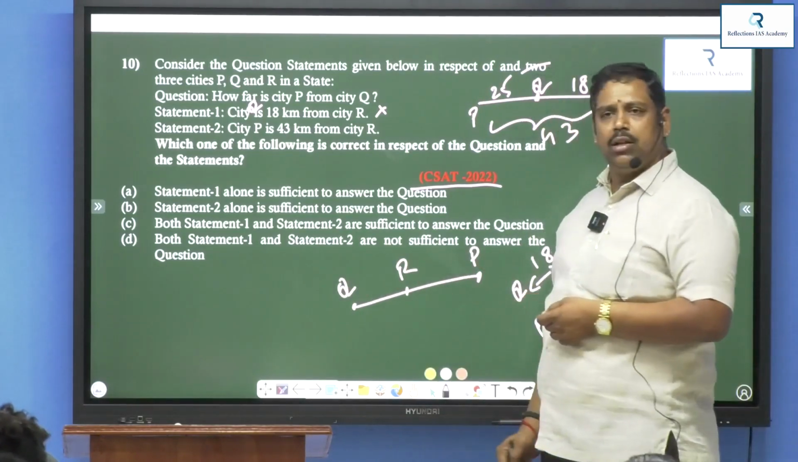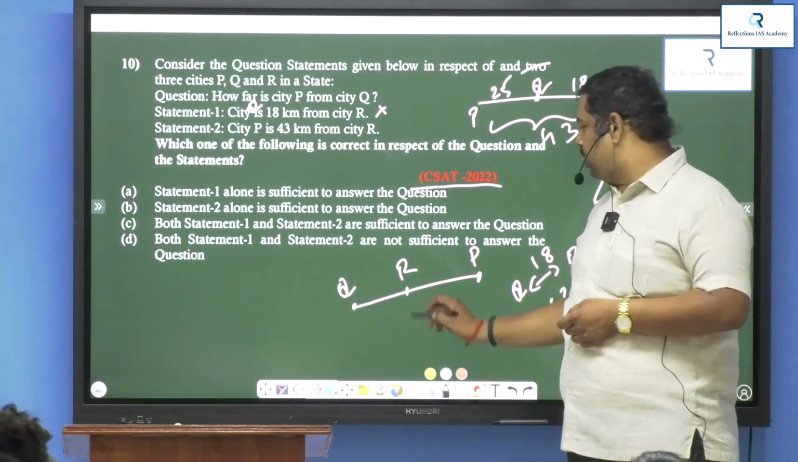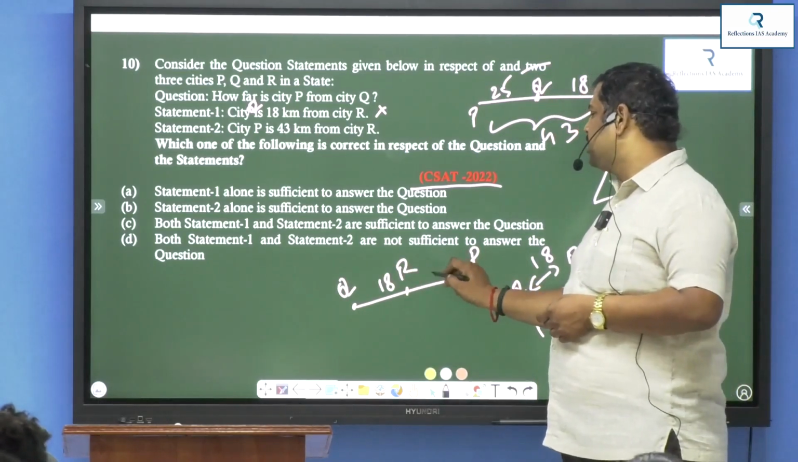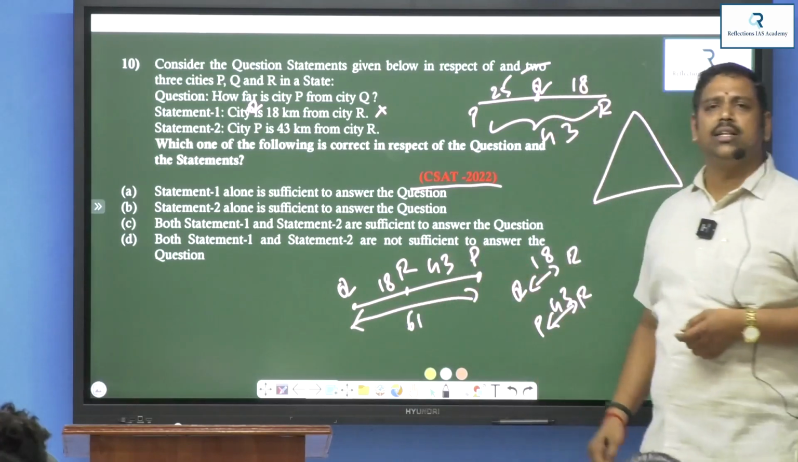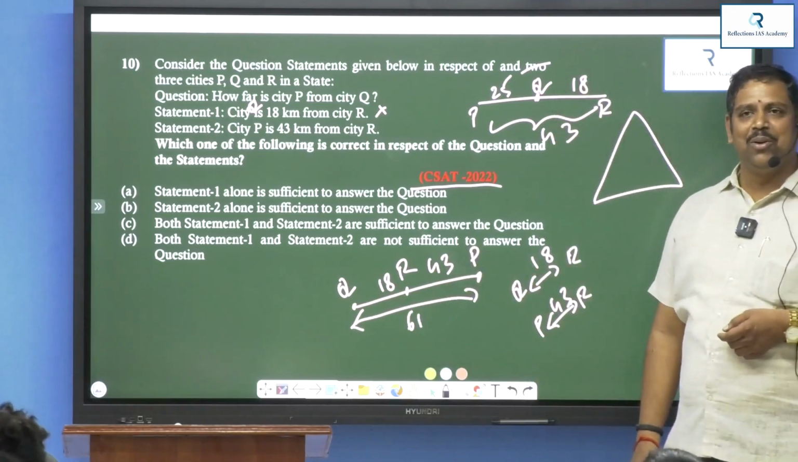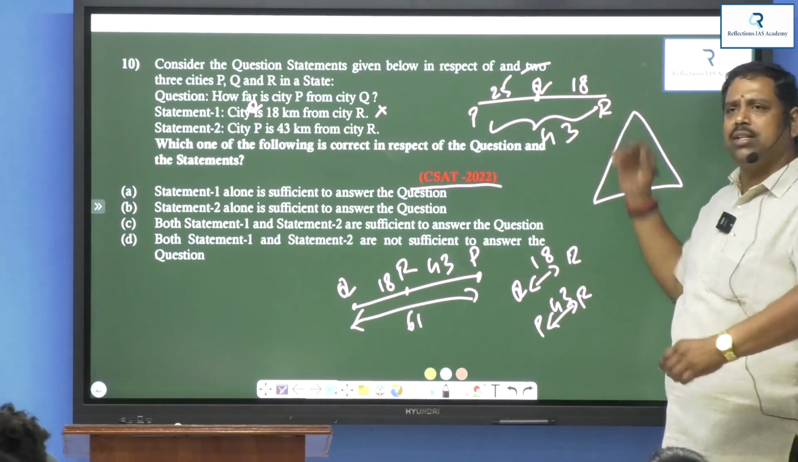Is it not possible? Q and R distance is how much? P and R is how much? What is the distance between Q and R? At least you should think like this now. Yes or no? Then already you got two answers.